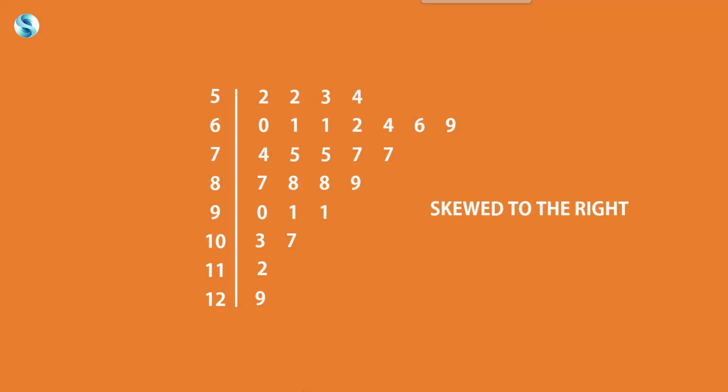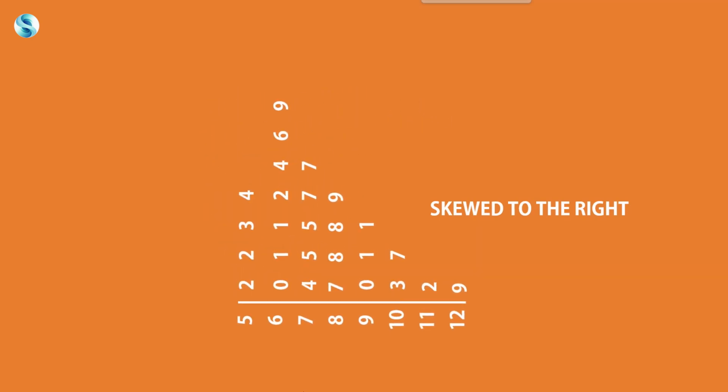A good way to determine the skew of the stemplot is by flipping it onto its side. When you view the stemplot this way, you must make sure that the stems are positioned like a regular number line, where the lower numbers start from the left and they increase toward the right.